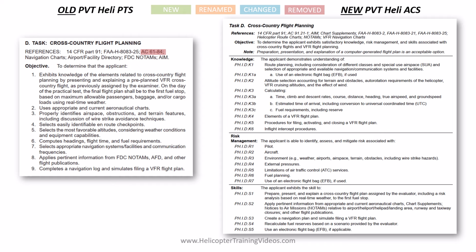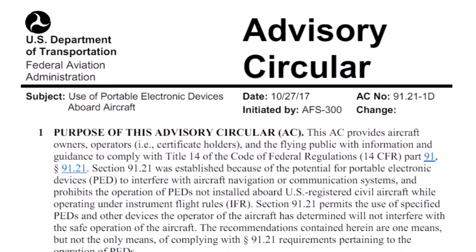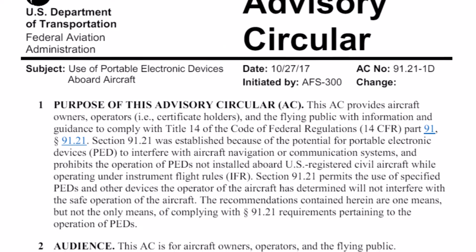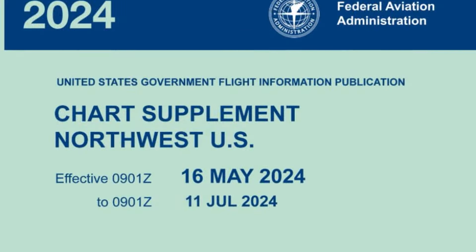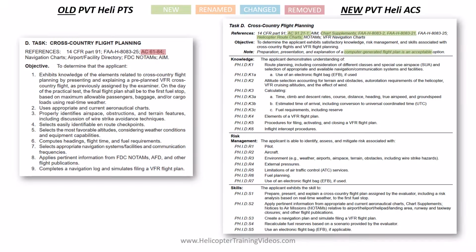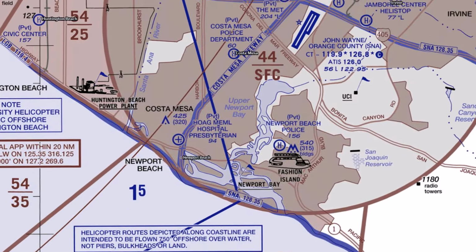So in this task Delta, or D, we're going to look at cross-country flight planning. First of all, they removed the AC 61-84, which is the role of pre-flight prep. They added AC 91-21.1, which is the use of portable electronics like your EFB onboard aircraft. Also the chart supplements, which is the renamed version of the Airport and Facility Directory, the Risk Management Handbook, and the Helicopter Flying Handbook, and helicopter route charts. Have a look at those if you haven't already.